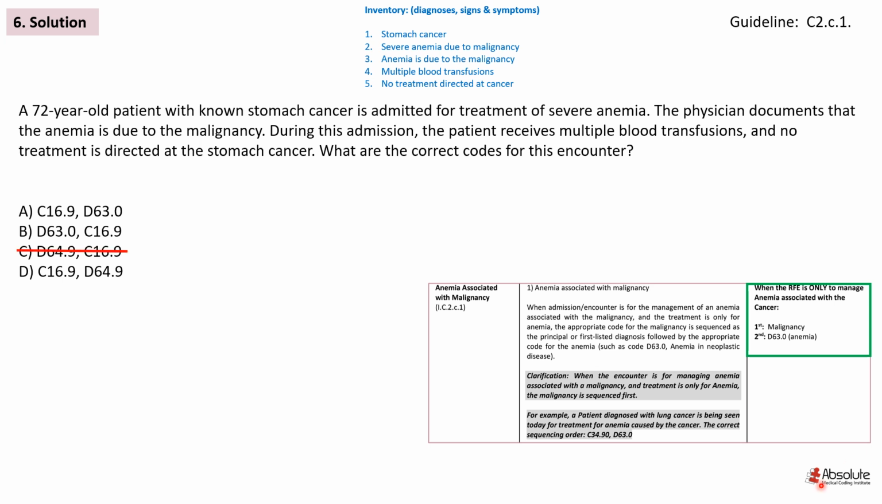So, based off of that, we are going to eliminate C because it is sequencing this D64.9, which isn't our anemia code, followed by the malignancy code. And we can also eliminate B because it's sequencing anemia first, then the malignancy. And we can eliminate D because it is sequencing the malignancy code first, but it's also sequencing this D64.9, which isn't a code we want, which leaves us with A, C16.9, D63.0. All right, coders, let's move on to the next one.